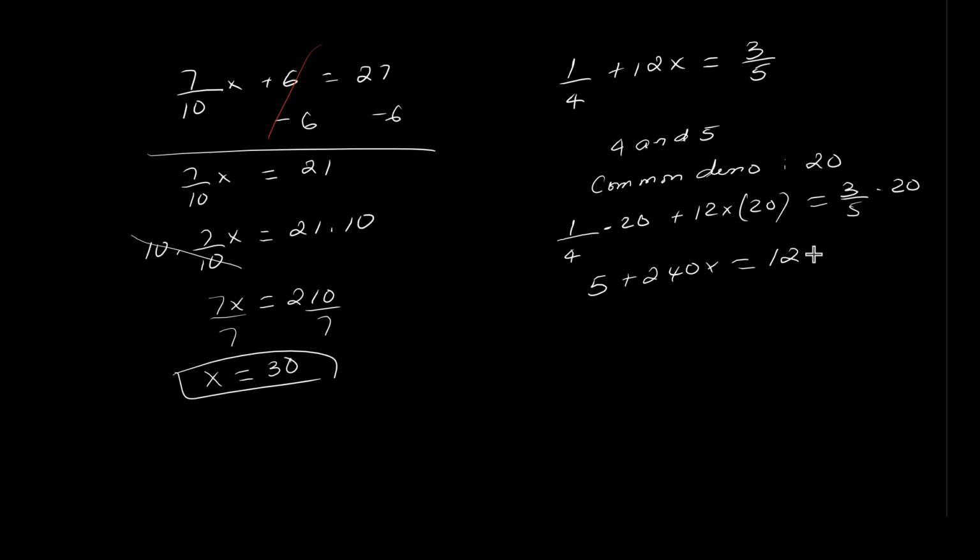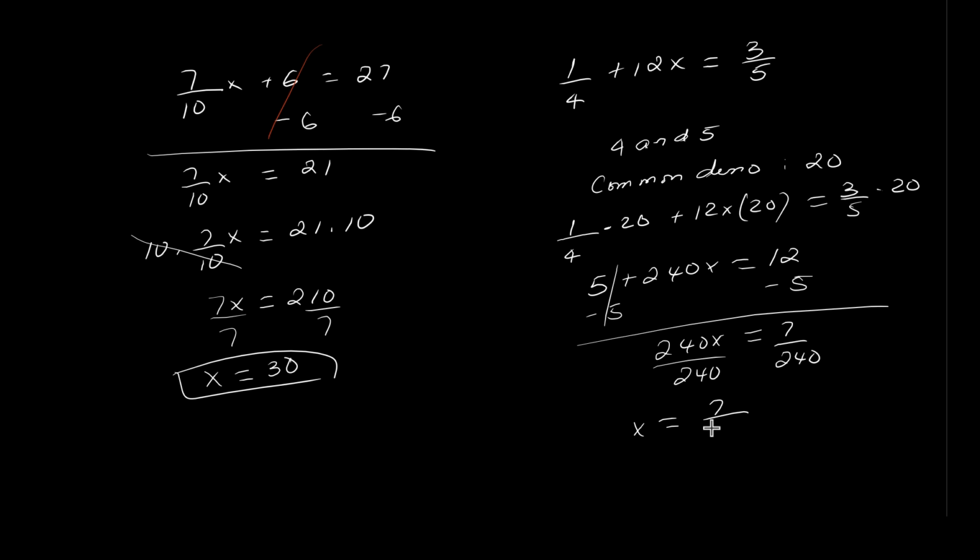Now we have 5 plus 240x equals 12. Subtract 5 from both sides. 240x equals 7. Now divide by 240. X equals 7 over 240. That fraction cannot be simplified. Now let's try another example.